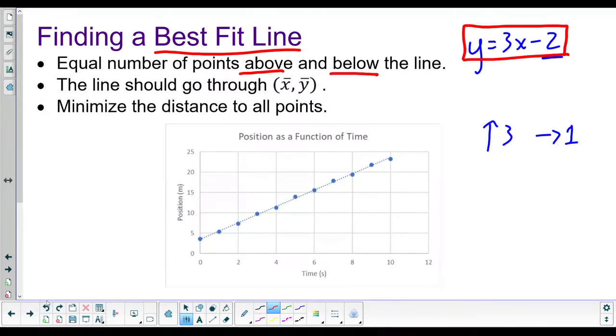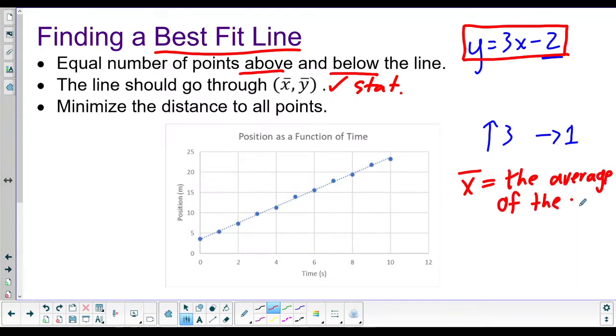So the next one, this is a real statistics rule. If you wanted to calculate the exact best fit line, like you want to calculate it, you didn't want to guesstimate or hand wave any of it, your line has to go through X bar, Y bar. And let's talk about a little bit of notation. X bar, this is the fancy math notation for the average of the X values.